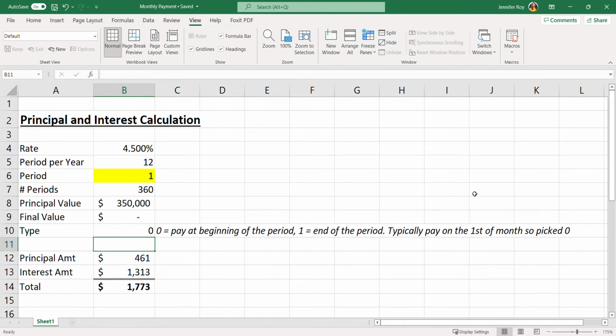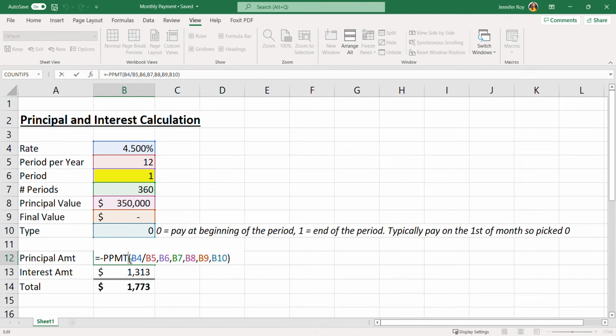Now we get into the Excel function. PPMT is for principal amount of a payment. And if I click on the cell, you will see that it is grabbing all the data that we just entered above. So we're looking at the rate and dividing by the periods per year, and then all the other data in that order separated by commas. I will point out I do include a little negative here, otherwise it gives you a negative number, and I just like the look of a positive number, but it's personal preference.